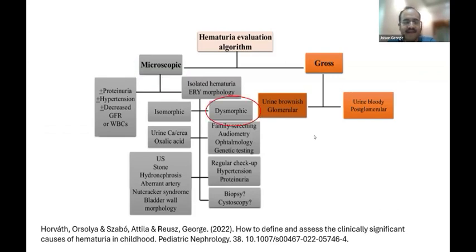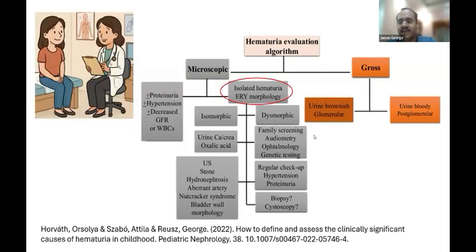If you have access to phase contrast microscopy, you can look for dysmorphic RBCs, which will suggest a glomerular origin for hematuria. Look for associated proteinuria, hypertension, and see if the renal function is deranged or not. All these can give a clue to the cause of the hematuria. Sometimes you may find just isolated microhematuria, as I described in the case scenario.